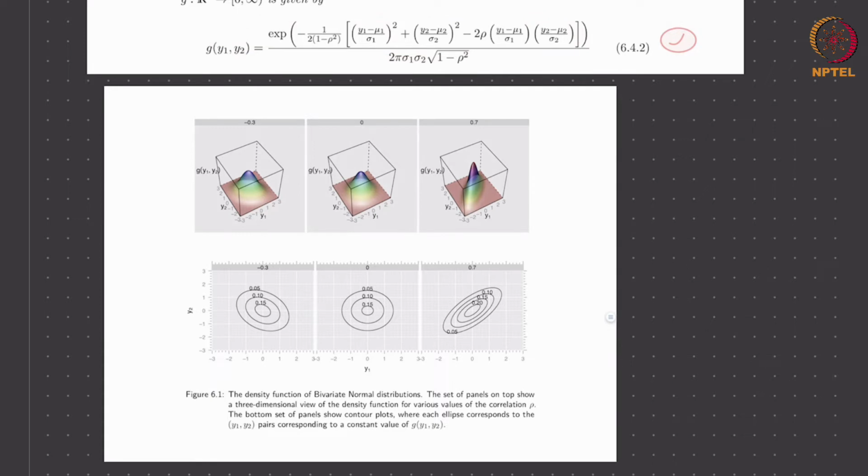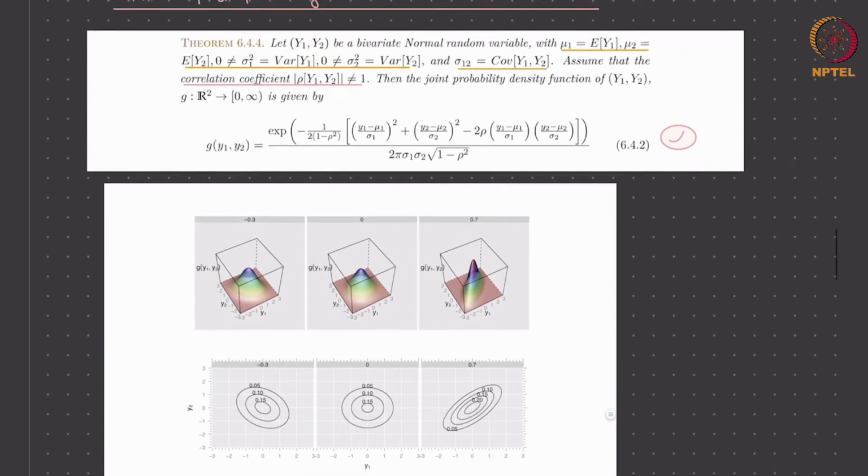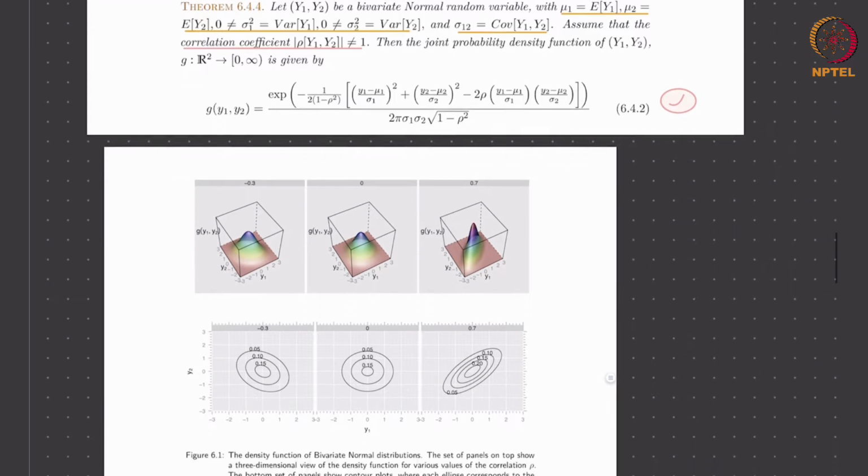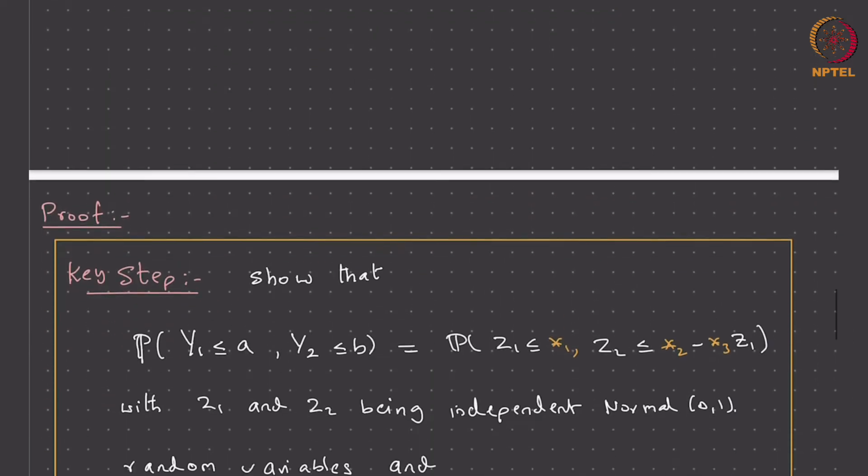Okay. Now let's try to show how to prove this. Like I said, I will assume a key step, and then once assuming the key step, I'll try to finish the proof. So here's the first key step.